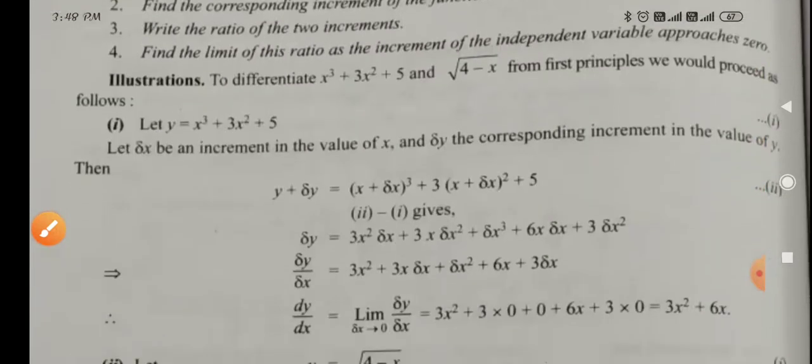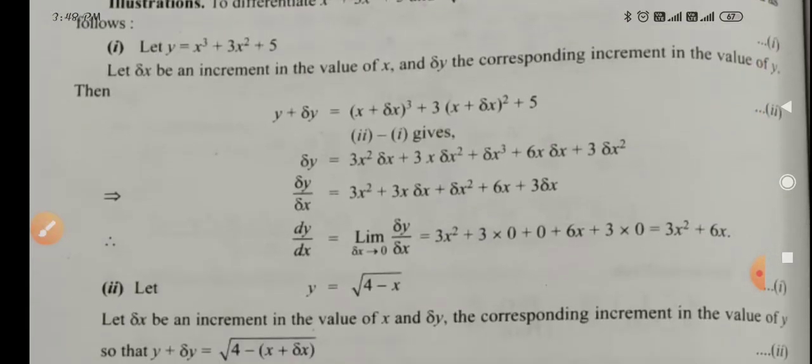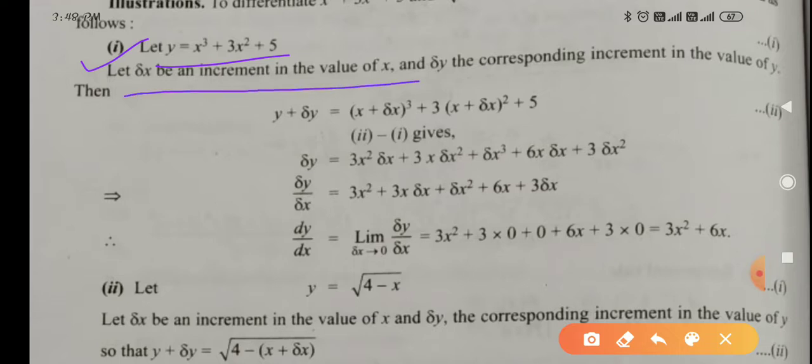Now you can see an example. One example is in front of you: y equals x cube plus 3x square plus 5. By first principle you have to find the derivative. Let delta x be an increment in the value of x, and delta y the corresponding increment in the value of y. You have done this in class 11th.